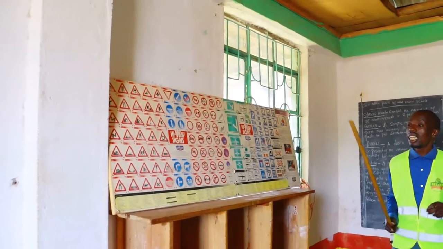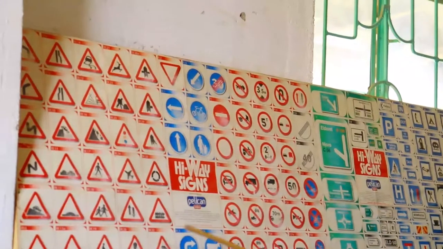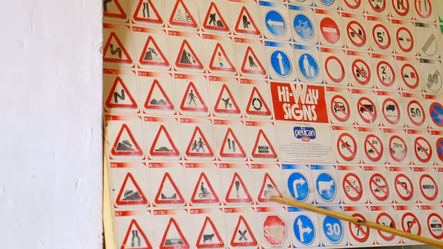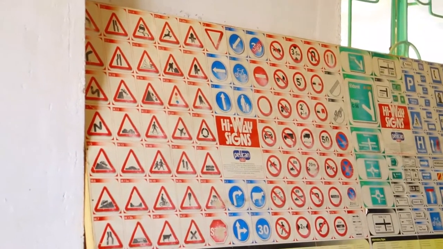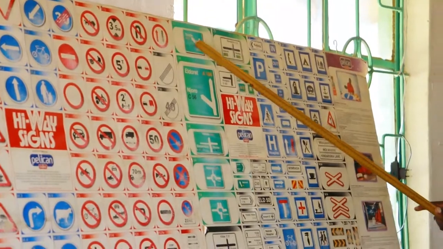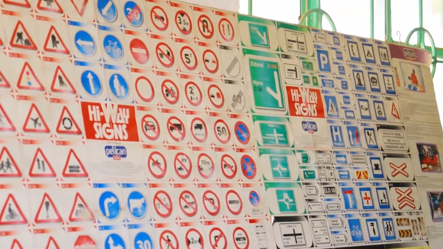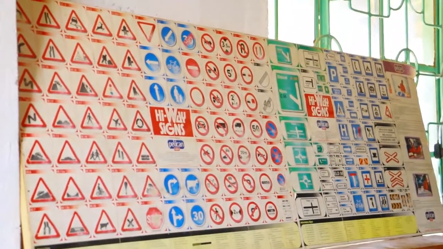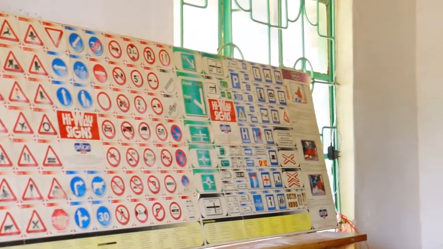Then you have class B. Class B is warning signs, beginning from sharp bend to the left ahead to uncontrolled railway crossing ahead. Those fall under class B, which is warning sign. Then you have class C. Class C is informatory signs. Class C begins from here to here. That is class C, which is informatory signs. Class B, which is warning sign, gives information and warning, while class C, which is informatory sign, gives information.